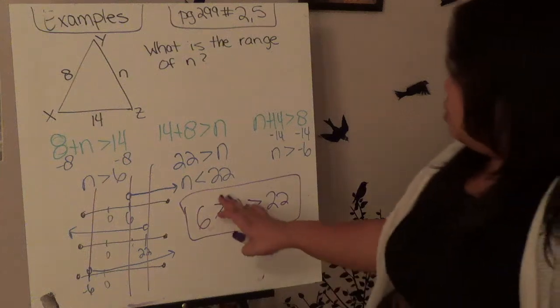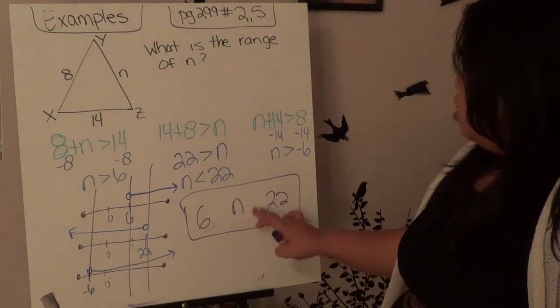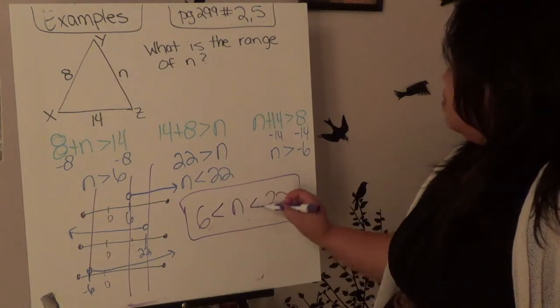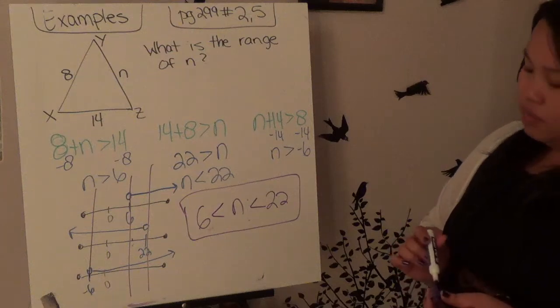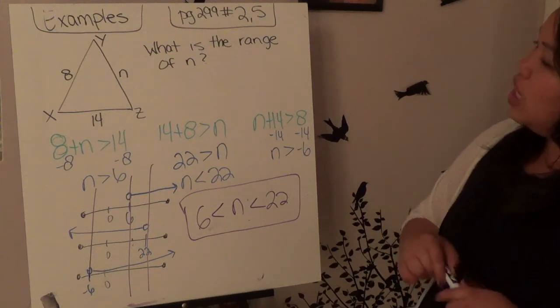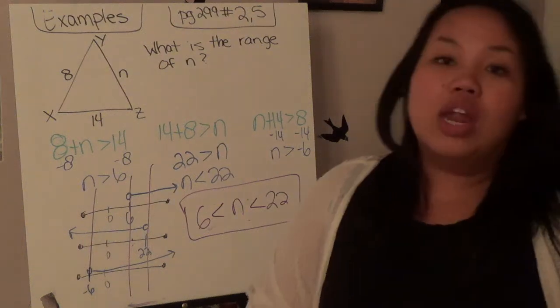I apologize, I'm sorry. It's supposed to be this way. So greater than 6 and less than 22. My apologies for that. So go ahead and try page 299, numbers 2 and 5, and I will see you in class.